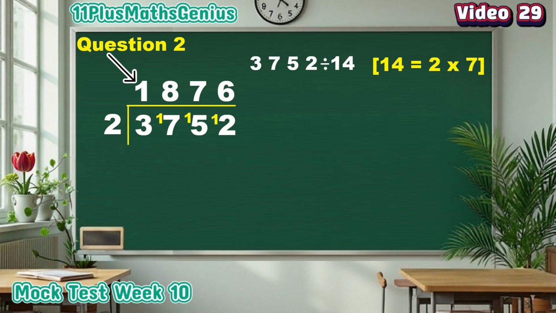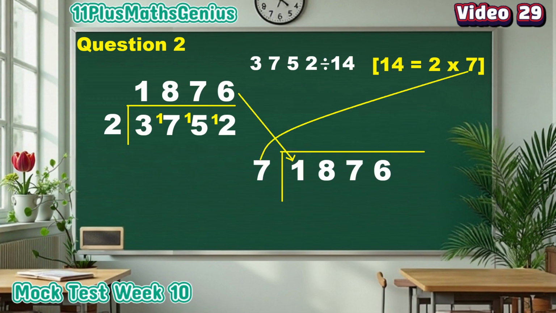2 goes into 3 only once, so we carry forward 1. 2 goes into 17 8 times, but it doesn't fit exactly, so we carry forward 1. 2 goes into 15 7 times, but once again, it doesn't fit perfectly, so we carry forward 1. Now 2 goes into 12 6 times. So we get 1,876. But we're not done yet, because in order to find our final answer, we have to divide by 7 as well. So we divide 1,876 by 7.